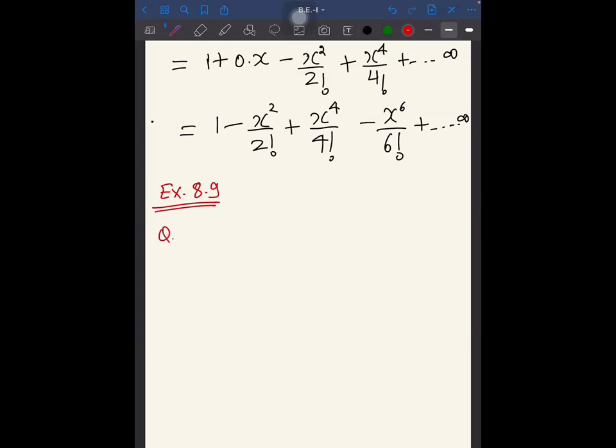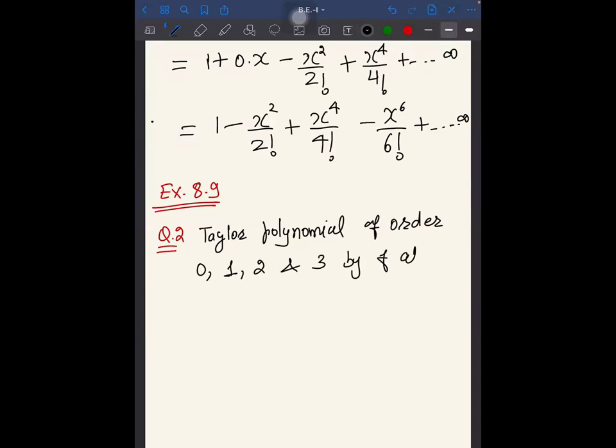So question number 2. We need to find the Taylor polynomial of order 0, 1, 2, and 3 of f at x equal to a. In this second question, we have f of x equal to log of 1 plus x, and given that our a is equal to 0.